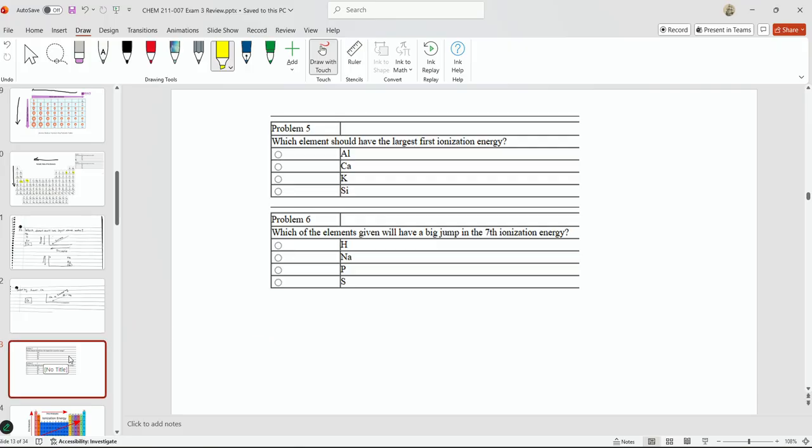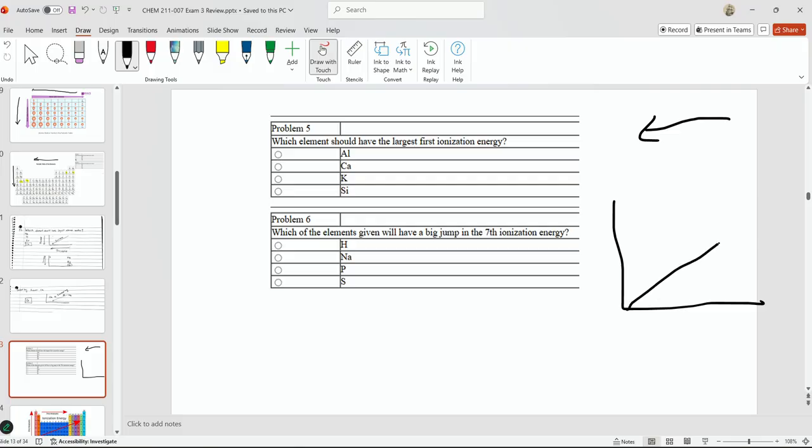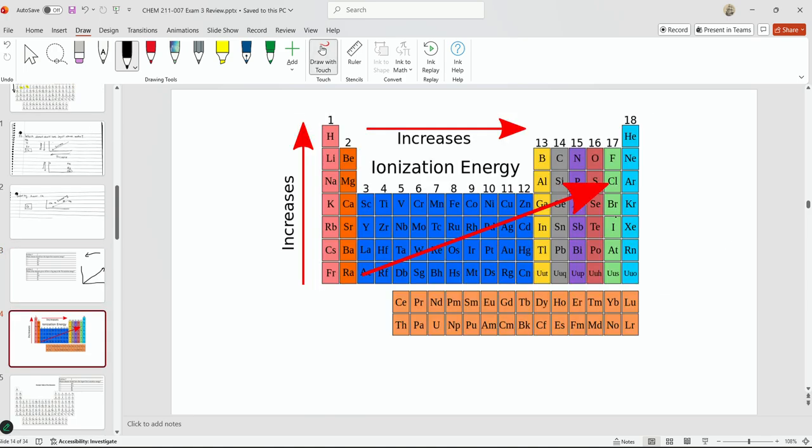Ionization energy is the same thing as atomic radius, but it's kind of opposite. Atomic radius is increasing like this, but ionization energy is increasing like this. So if you take a look at the periodic table, it's going to be increasing like this. This is how ionization energy will be increasing. This is the same thing that I just said.